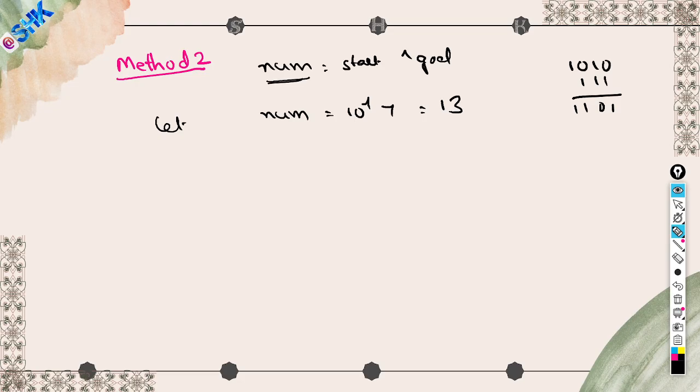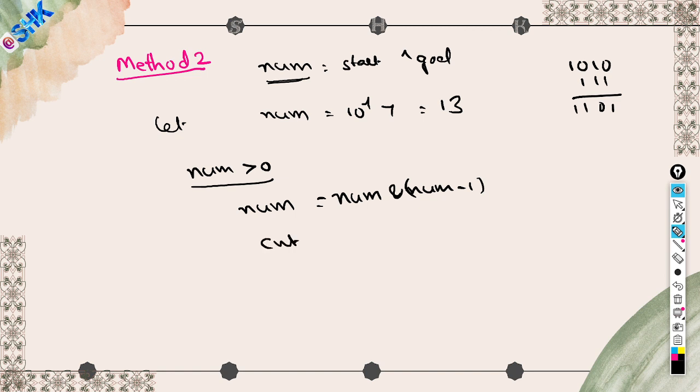The same logic we will apply: when our number is greater than 0, we will do the AND operation between the number and num minus 1. Whatever result we obtain, we assign to num. Here we need not check any condition. In every iteration, whenever num is greater than 0, we perform num ANDed with num minus 1. Then we increment the count, so count is equal to count plus 1.